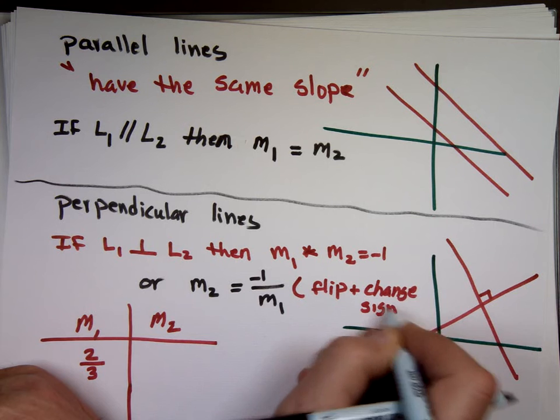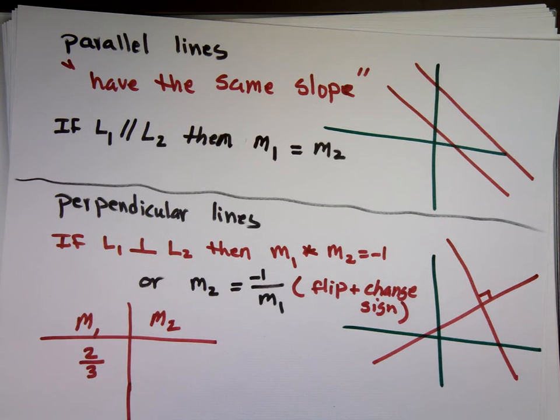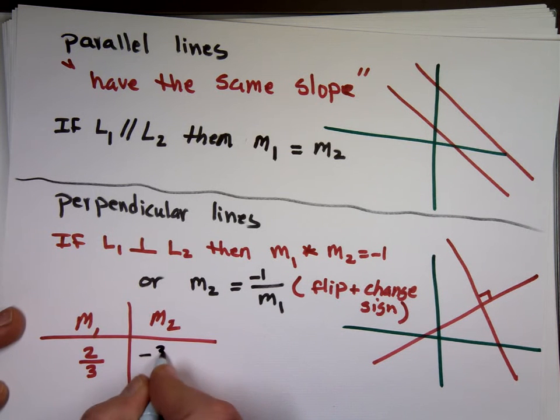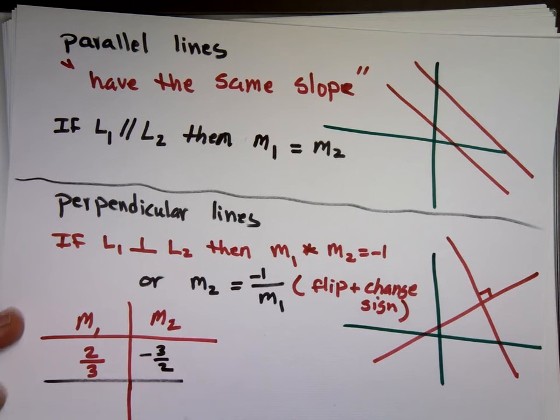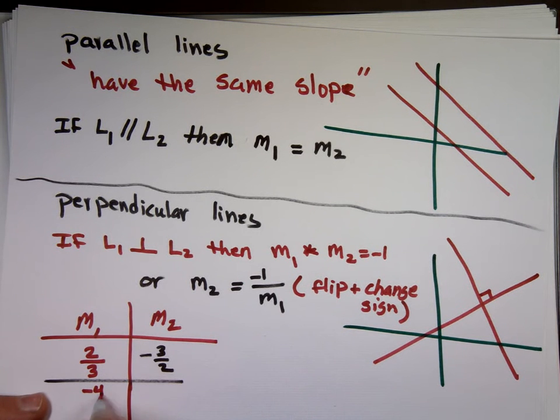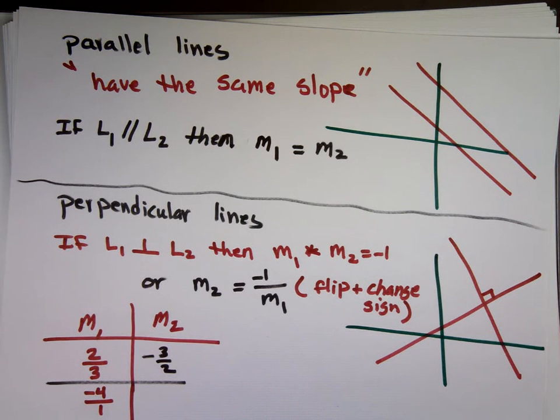So if you flip this one, it becomes what? 3/2 and change the sign to what? -3/2. If one has a slope of -4, that's -4 over what? Over 1. Flip and change the sign. The other one will have a slope of what? Try again. +1 over 4.